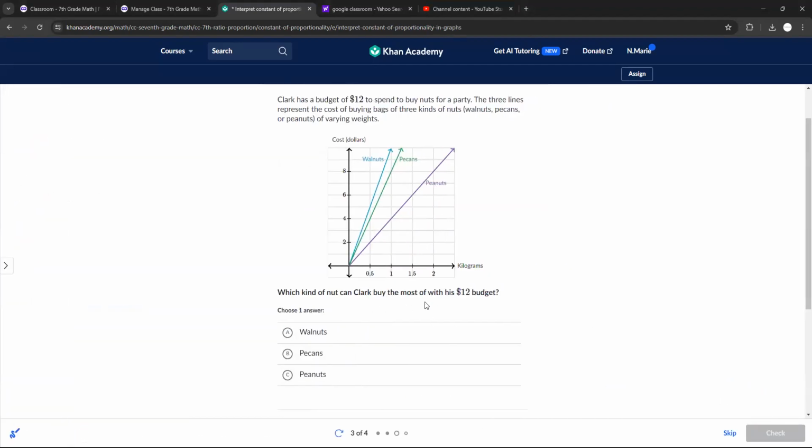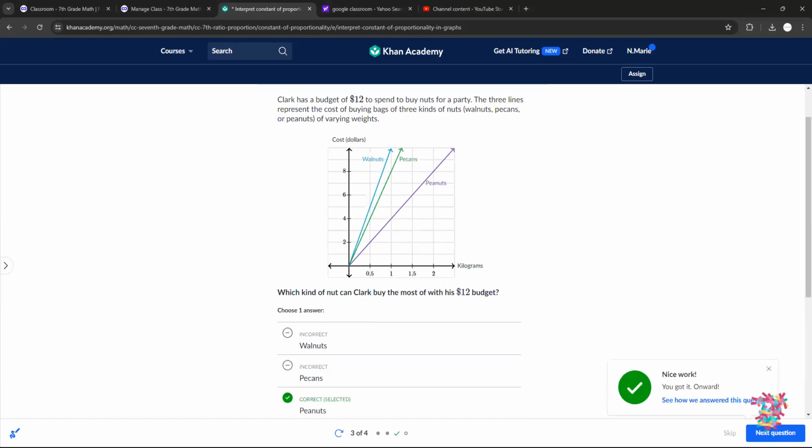What kind of nut can Clark buy the most with his budget of $12? Well, you want which one goes up the fastest. You want the one that's going to give you the most kilograms. And that's cheapest. So you can see for 2 kilograms is $8, but for $8 you only get 1 kilogram here and about 3/4. So it'd be best for the peanuts.